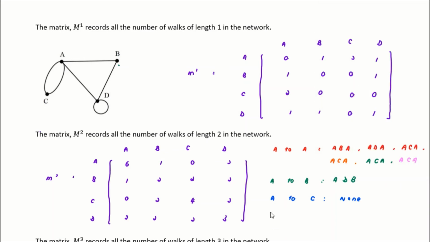Then we have A to D. So from the matrix, we know that there are 2. Okay, so how do we know that there's 2? Then let's check. So A to D, A, D, there's only length 1, so cannot. So A, B, D, oh yeah, that's 1. Can you try to see whether you can see one more?